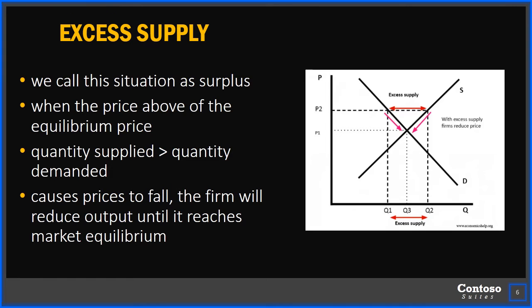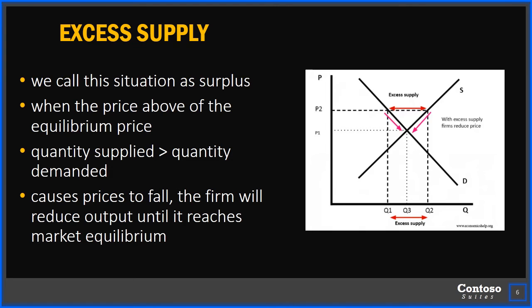So, next is excess supply. We call the excess supply a surplus. Excess supply occurs when the price is above the equilibrium price. Quantity supplied is greater than quantity demanded.